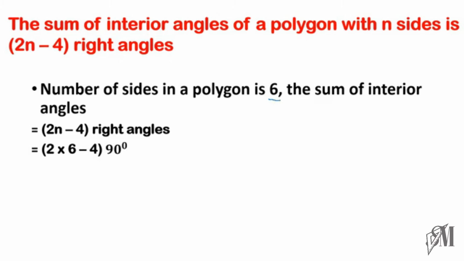2 into 6 is 12. 12 minus 4 is 8. 8 into 90 is 720 degrees. So using this equation as well, you can find out the sum of interior angles of a polygon. Right. Now that is all about interior angles of a polygon.